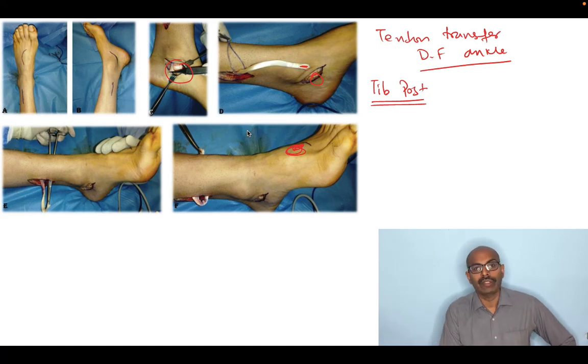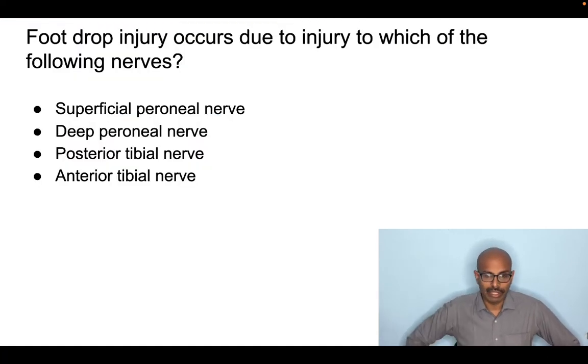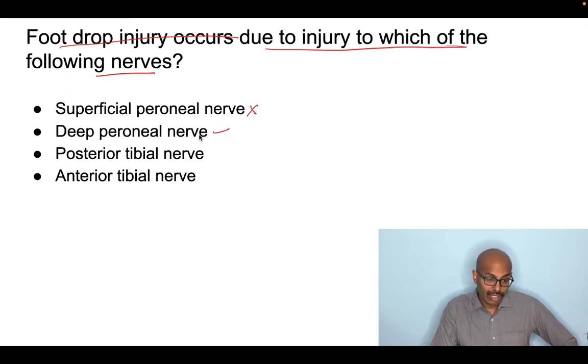Let us look at two representative questions that have been asked in your previous NEET PG exam. Foot drop, so let's look at this question. It says foot drop injury occurs due to which of the following nerves? Very clearly we know the answer. This is a very straightforward question. Superficial radial nerve, peroneal nerve, no. Deep peroneal nerve, yes. Common peroneal nerve injury, which affects the deep peroneal component, is the one which is affected. Posterior tibial nerve, no. Anterior tibial nerve, no. So these are not the answers. The answer is deep peroneal nerve.